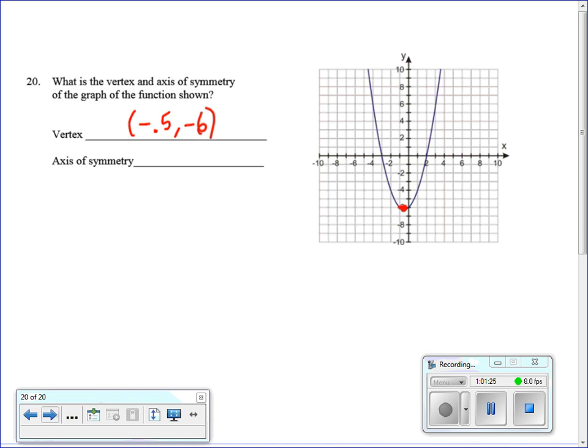Your axis of symmetry is the line that goes through the center of your parabola, the center of your graph. So it would go through your vertex. So our line of symmetry, or our axis of symmetry, is an x equals equation. And to figure out the value that it's equal to, we look at the x-axis and we see that it goes through -0.5. So our axis of symmetry would be x equals -0.5.